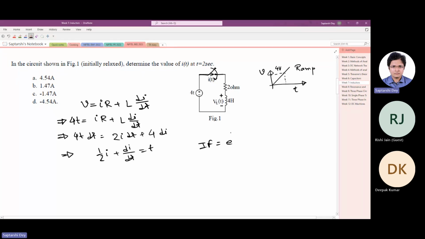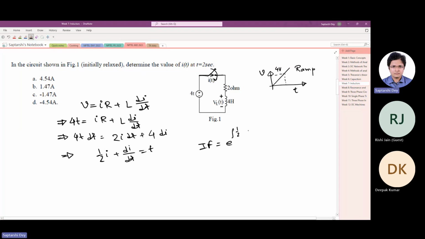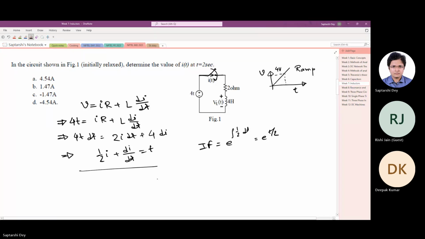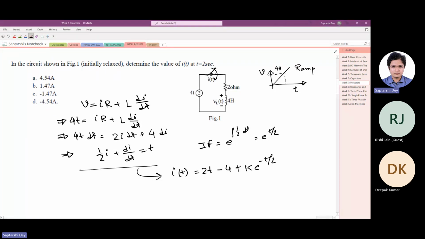like this, e to the power integration half dt, which comes out to be equal to t by 2, and then you multiply both sides with this integrating factor. So you can solve this problem. I'm not doing this. Finally, what we'll get is current as a function of time: 2t minus 4 plus k e to the power minus t by 2. Now this k is the constant of integration.